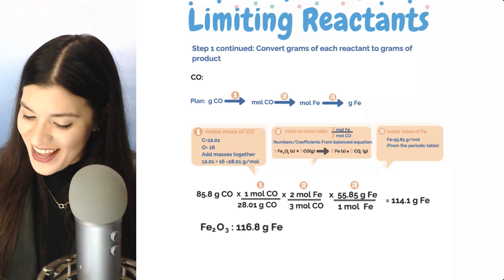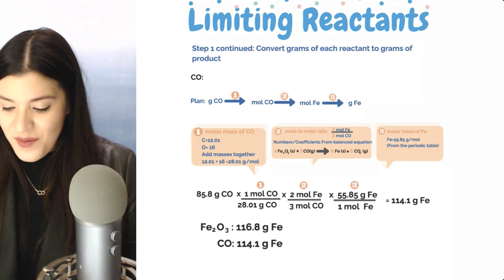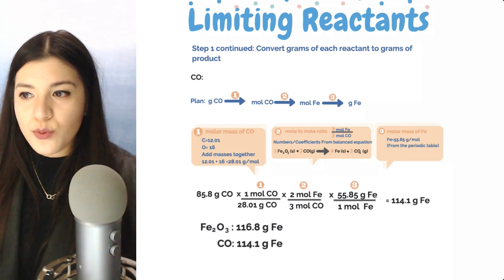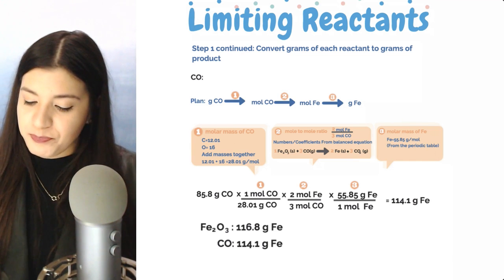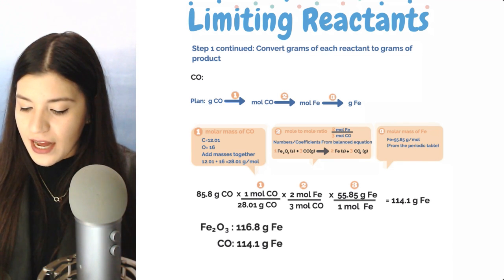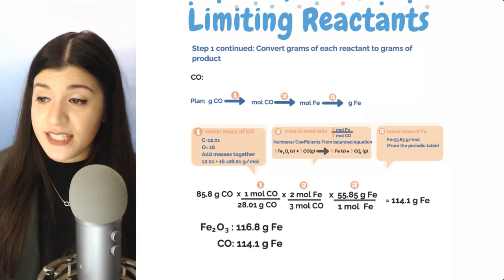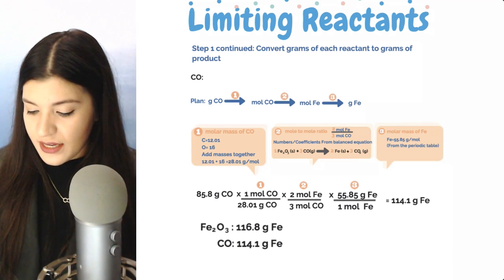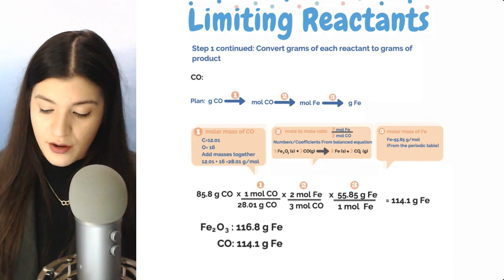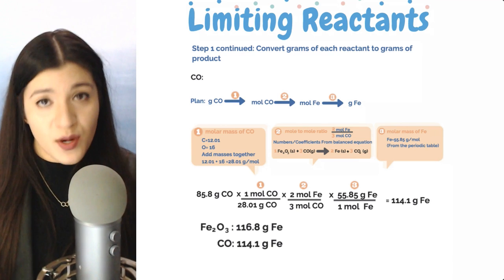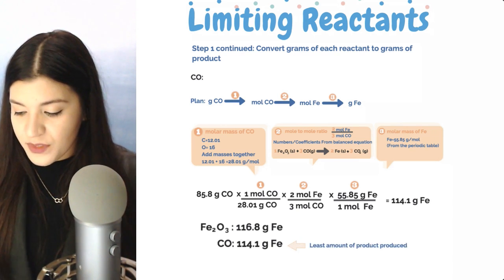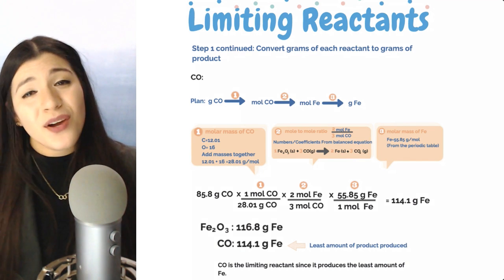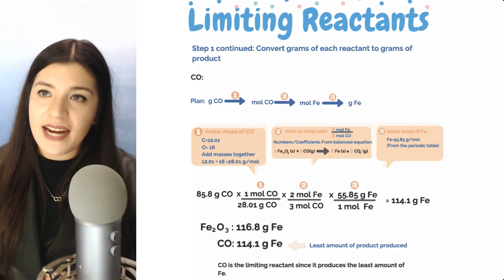Okay. And then what we're going to do at the end is look at our limiting reactant. We're going to try to figure out which one produced the least amount of product. Okay. So here we'll see for iron oxide that produced 116.8 grams of iron, and then carbon monoxide is 114.1 grams of iron. We're looking for the one that produced the least amount of product, which was carbon monoxide. So that produced the least amount, meaning that must be our limiting reactant. And that's the process you would take for every single limiting reactant.